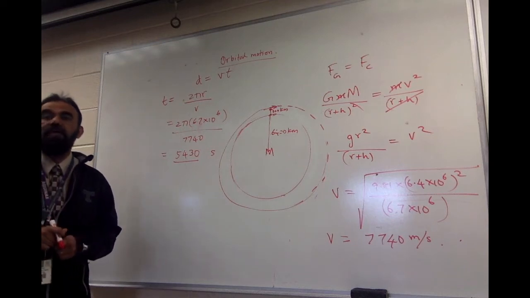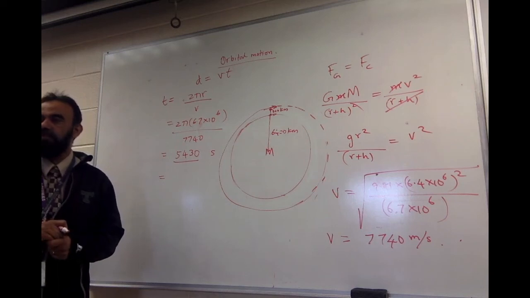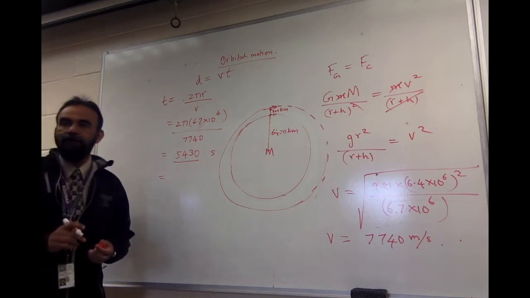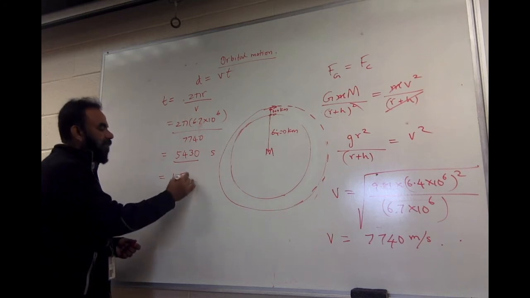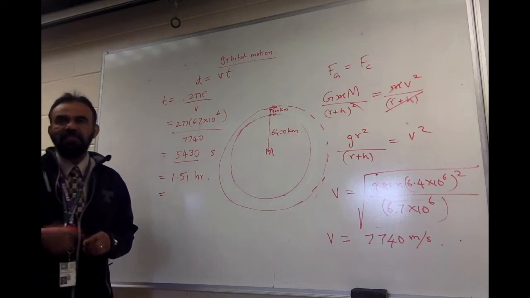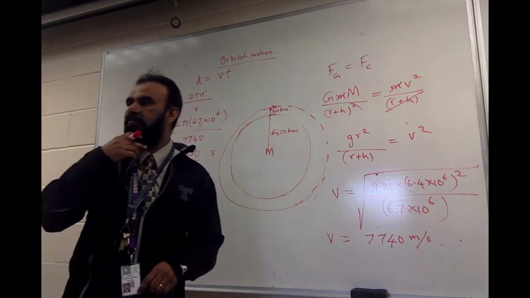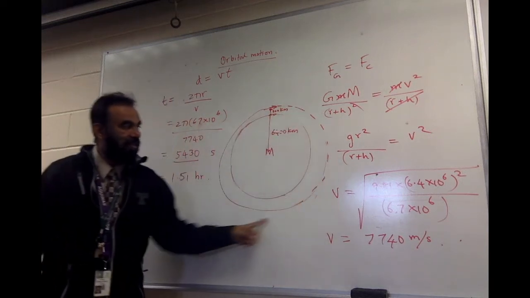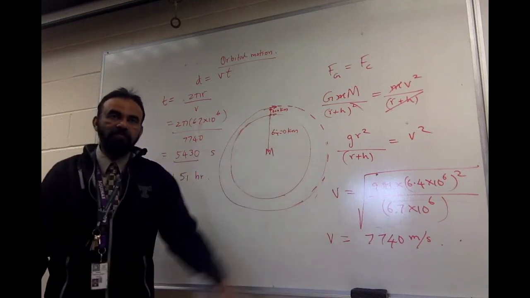Which is how many hours? Convert it to hours. Divide by 3,600. 1.51 hours, which is how many minutes? 90 something minutes. 90 minutes. It's back again. So it goes around the earth and comes back again in 90 minutes. And it'll keep doing that again and again and again.